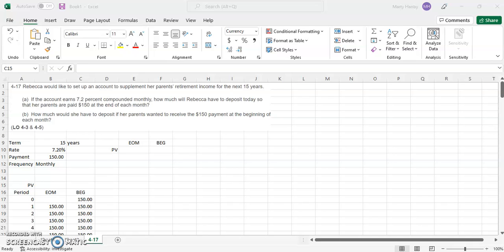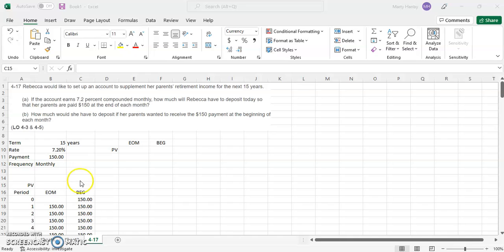Okay, this is problem 417 or problem 17 from chapter 4 in CFIN7. It's a present value of annuity. We're going to do it with payments at the end of the month and payments at the beginning of the month. And we're going to use the PV function, and then we're going to use the NPV function.